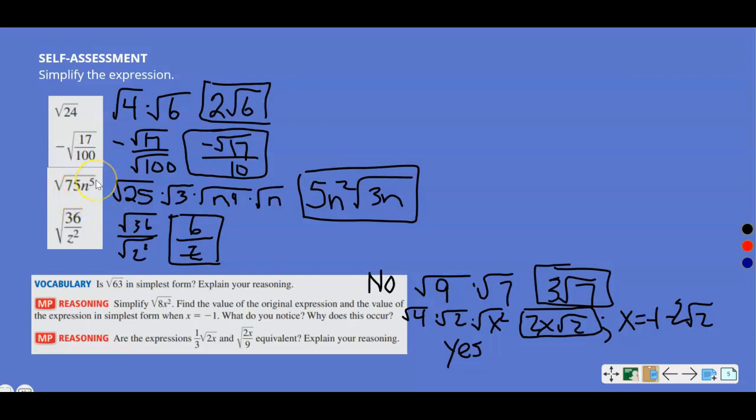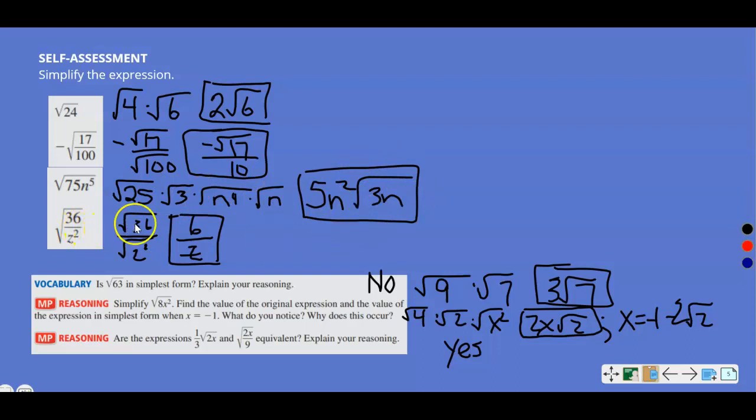n to the 5th is not a perfect square, but n to the 4th is. Properties of exponents, I can rewrite this as n to the 4th times n to the 1st. Remember, when you're multiplying same base, you add exponents. 4 plus 1 is 5. So this is still equivalent to that. So what we're doing is simplifying. We're just rewriting it. So the square root of 25 is 5. The square root of n to the 4th is n squared. And then the square root of 3 and n stay under your radical sign.